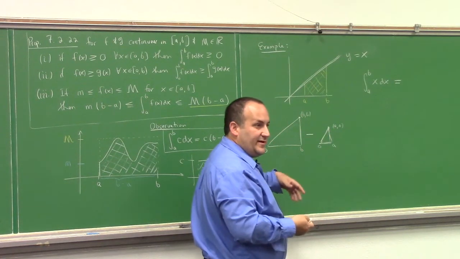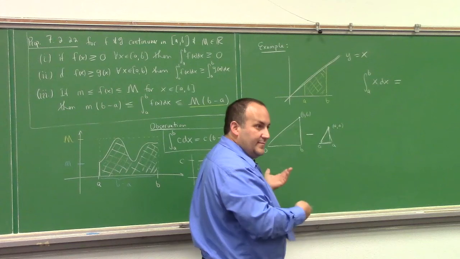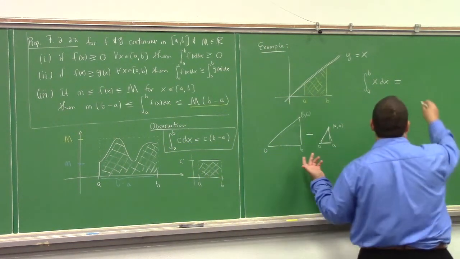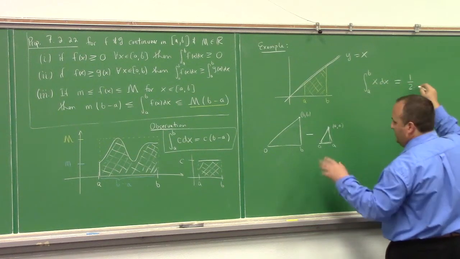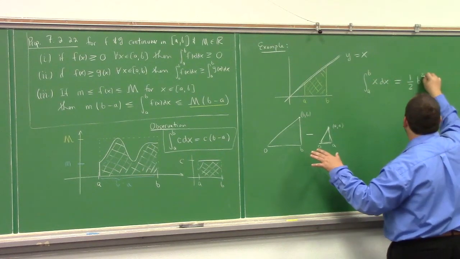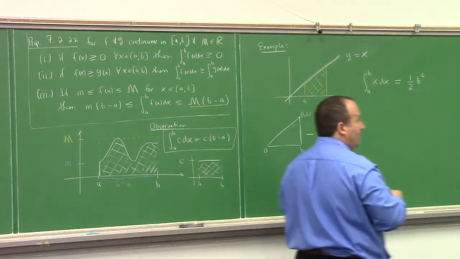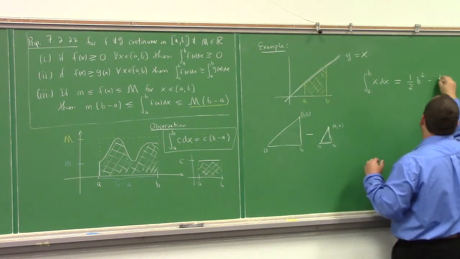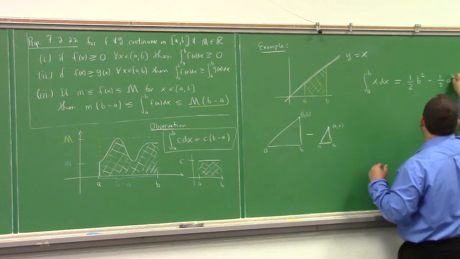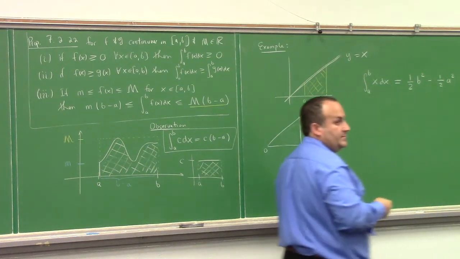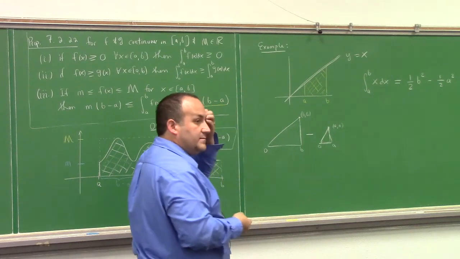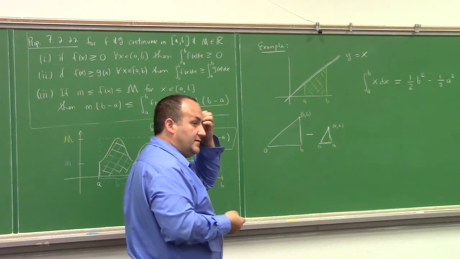What's the formula for the area of a triangle? 1/2 base times height, right? So this should be 1/2 b squared minus 1/2 a squared, right? That's the formula for the area of that trapezoid.